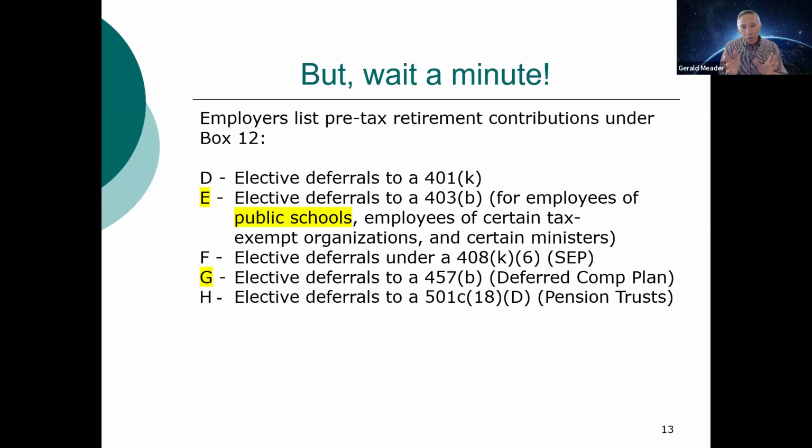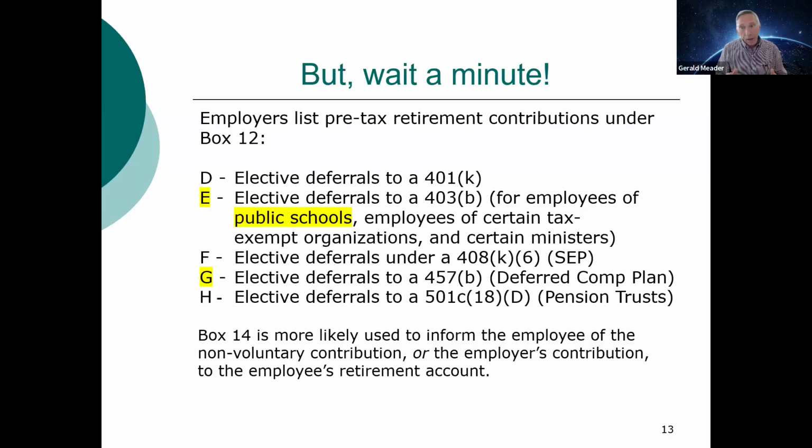So employers are required to list these in box 12. Why would they list them in box 14? It's much more likely that they're going to list information in box 14 about involuntary contributions or the contributions that they, as the employer, are providing to the employee, because employers like to tell employees how much they're investing in their employees. It makes perfect sense, but it's not going to help them when it comes to the saver's credit.